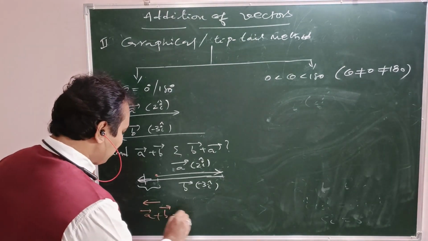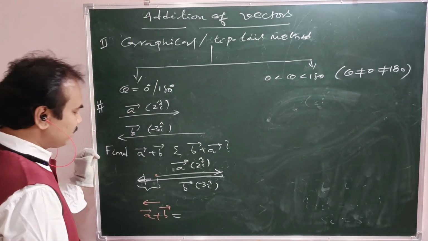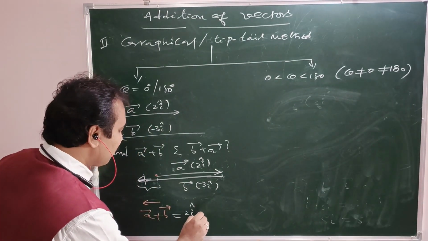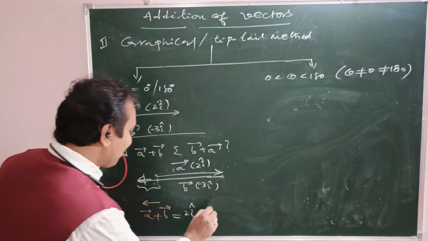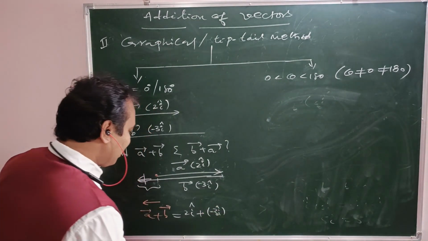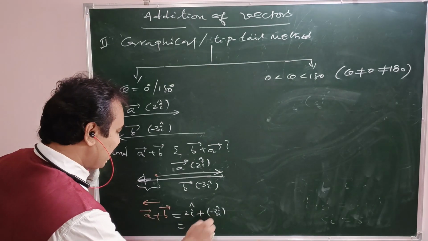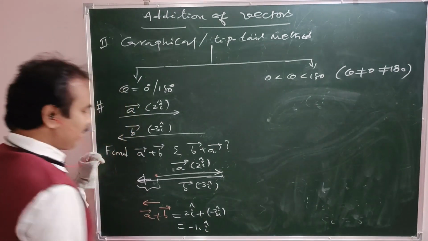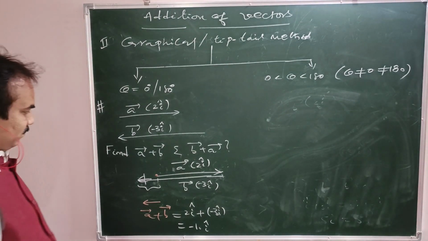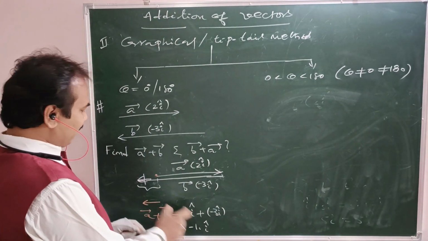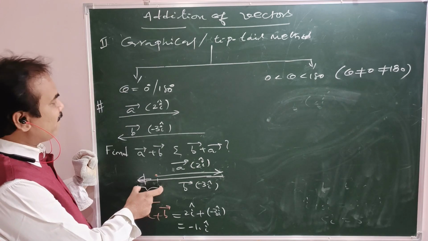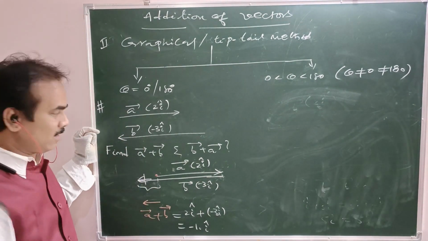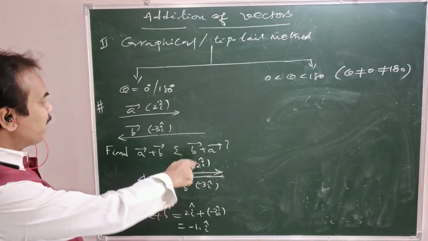A bar plus B bar means A bar 2 I cap plus B bar means minus 3 I cap. That is 2 minus 3, minus 1, minus 1 into I cap. That is minus I cap. This time the length of the resultant vector is somewhat decreased. Why? Because both are acting opposite to each other. Now how to find B bar plus A bar?